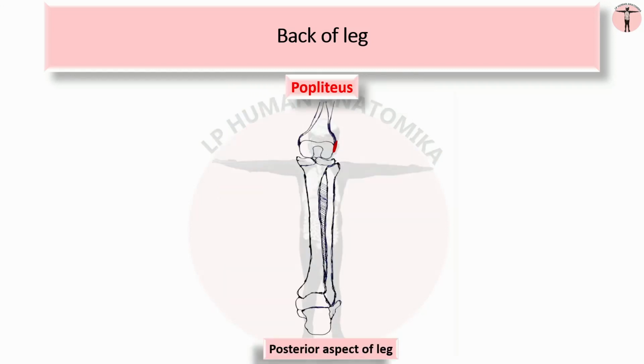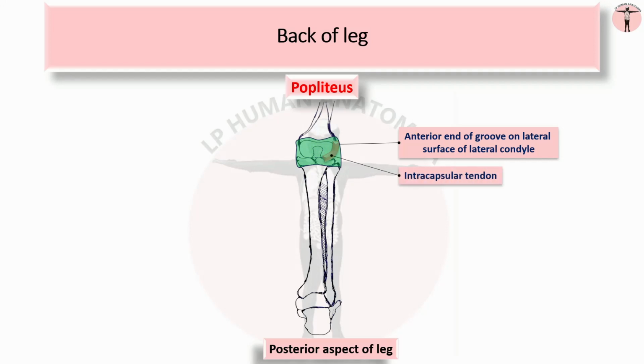Popliteus. This muscle forms the lower part of the floor of the popliteal fossa and is important in unlocking the knee joint. The muscle takes its origin from the anterior end of the popliteal groove on the lateral surface of the lateral condyle of the femur. Its origin is tendinous and is located inside the capsule of the knee joint. Hence, this part of the tendon is called the intracapsular tendon.